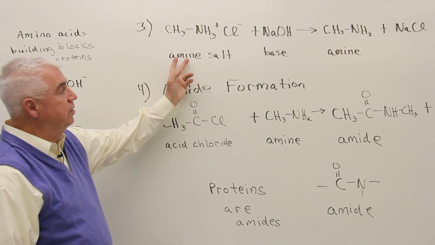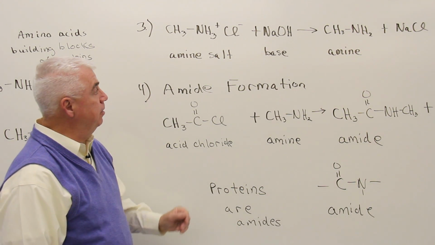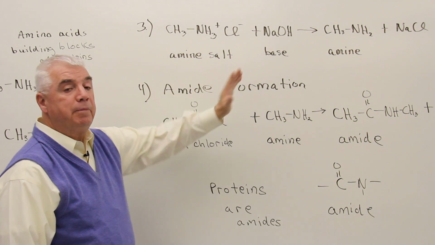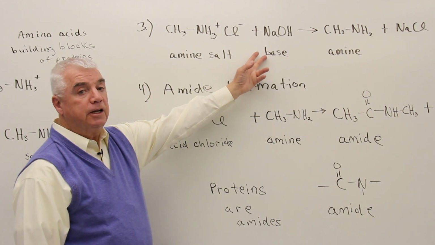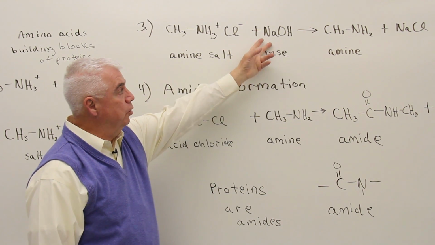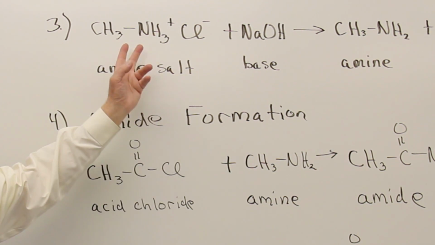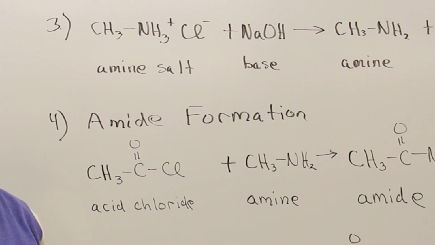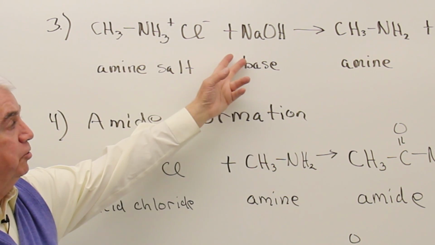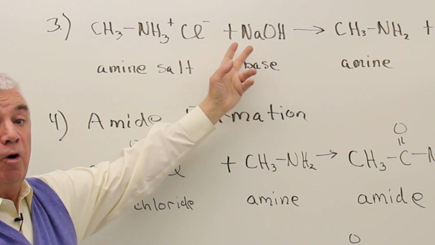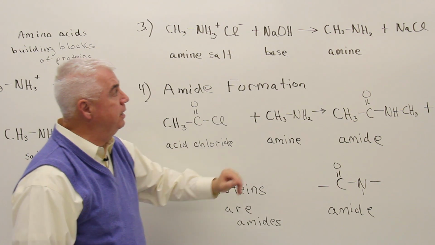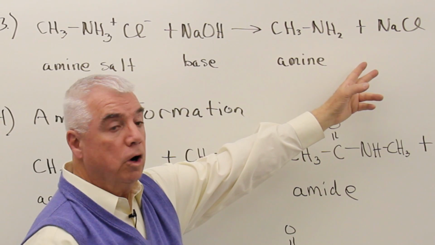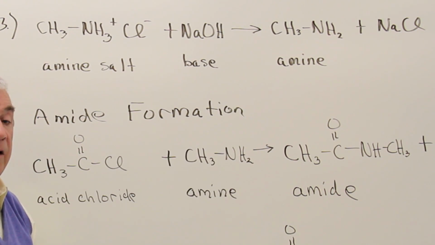Let's look at reaction number 3. Amine salts, the product of an acid and an amine reaction, can be reversed. We can get the amine back from them by adding a stronger base. So sodium hydroxide and the amine are now competing for that proton. Sodium hydroxide's a lot stronger base. It's going to take the proton back from the amine, form sodium chloride, and we have the amine back.